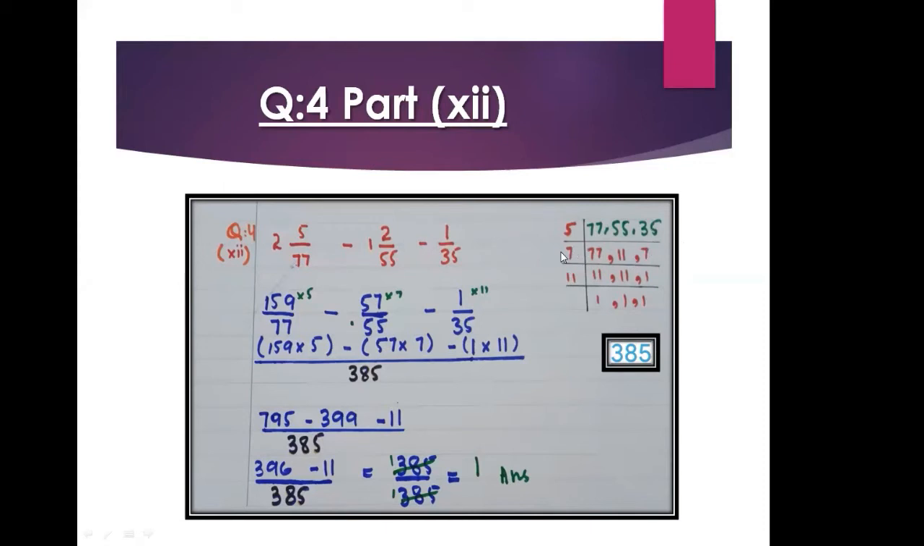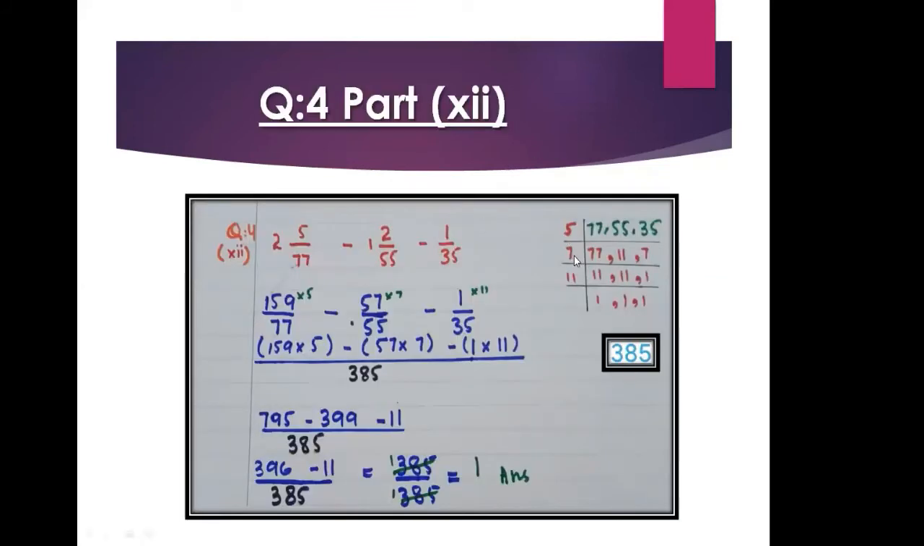Now the next least common multiple is 7. 7 11s are 77. 11 remains the same. 7 ones are 7. Now the next is 11. 11 ones are 11. Now we will multiply it all together. 5 multiplied by 7 multiplied by 11 equals 385. The LCM of all three denominators is 385.